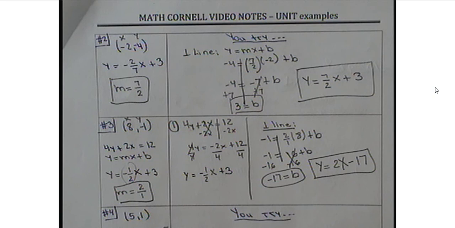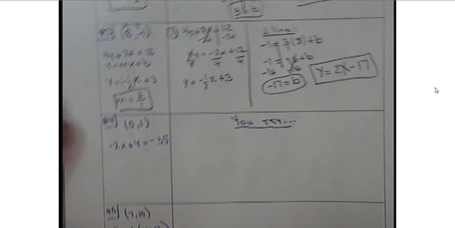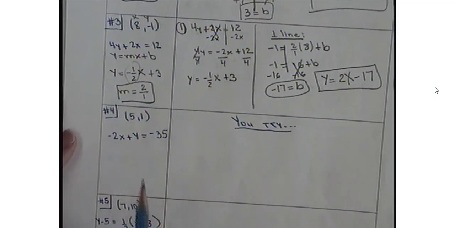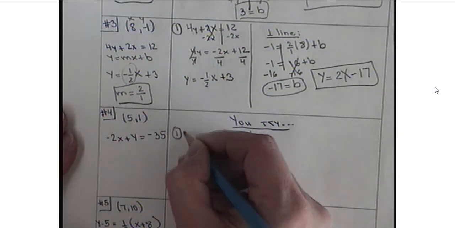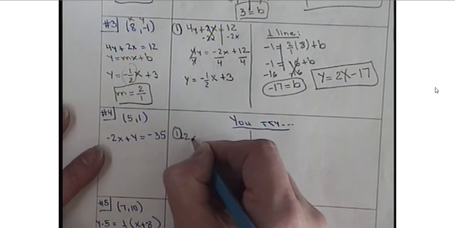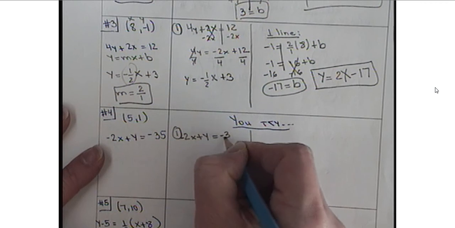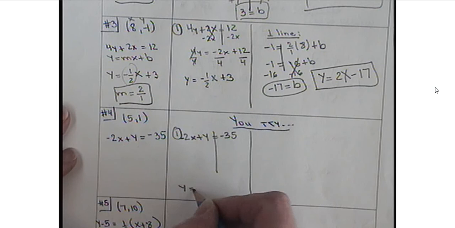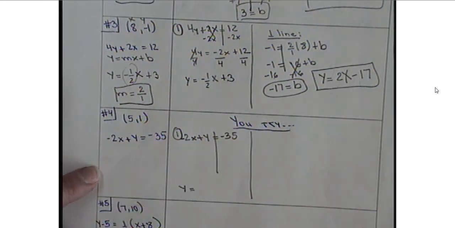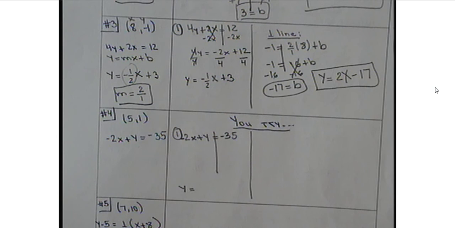So it's going to be your turn now to try on this one. Given a point and equation, you have to follow the steps. Step 1, solve this equation, -2x plus y equals -35 for y. Once you get what y is equal to, you're going to write it up here, write down the slope, and complete the second equation of the perpendicular line. So go ahead, pause the video, and work on this example, please.